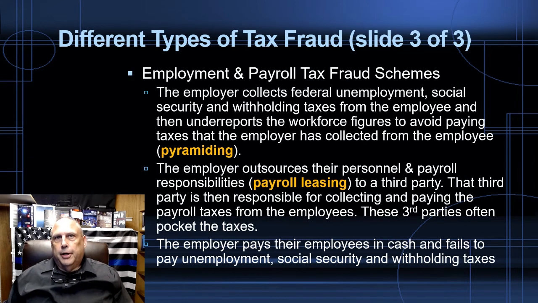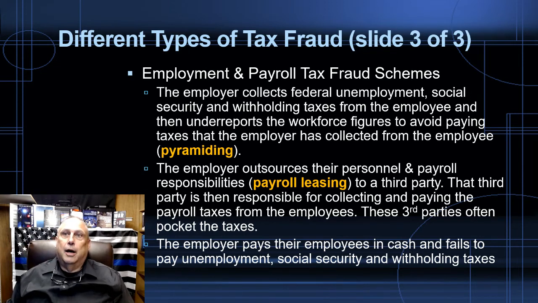And finally, on different types of tax frauds, we have employment and payroll tax fraud schemes. This includes one called pyramiding, where the employer collects federal unemployment, Social Security, and withholding taxes from the employee and then underreports the workforce, so they just don't report as many employees as they collected from, and then they avoid paying taxes that the employer has collected from the employee, thereby defrauding actually both the IRS and the employee themselves.